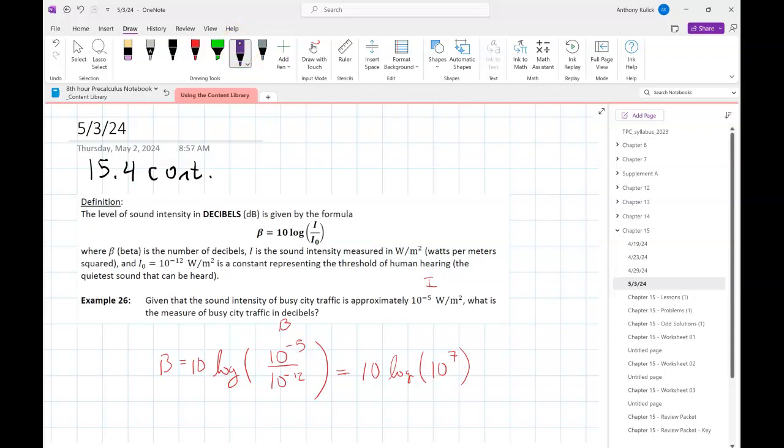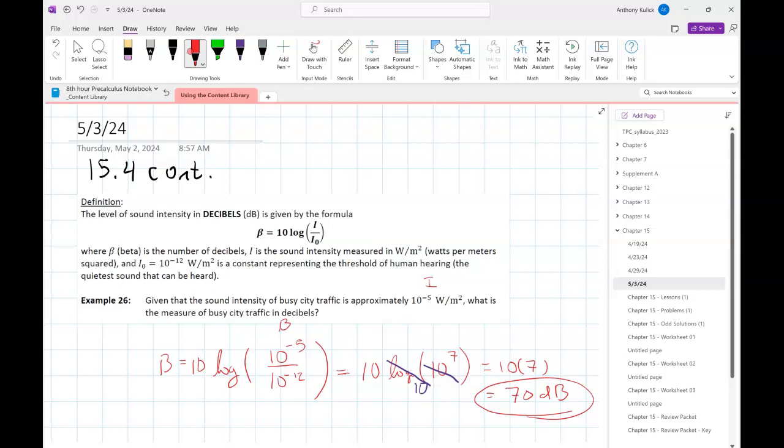So when we write log with no subscript, what is the base of that logarithm? Base 10. And then what can we say about log base 10 and exponent base 10? They undo each other. So that's 70 decibels. Or you could have just typed the initial formula into your calculator.